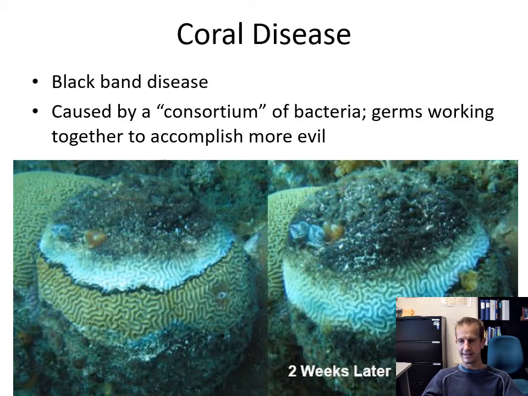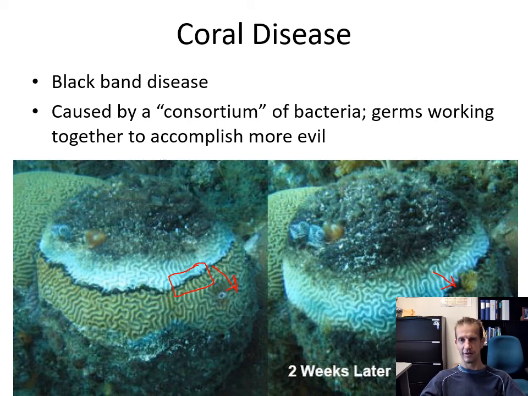So some of these diseases may be caused not just by one type of germ, but by a couple of different types of microbes that kind of form this evil alliance and together cause a lot of harm to corals. Black band disease is one of them. You can see this black band on the coral that separates the recently dead tissue from the still alive tissue. And if you look at a time lapse, you can see that this black band of death is proceeding across the coral and has mostly killed the coral after a couple of weeks.